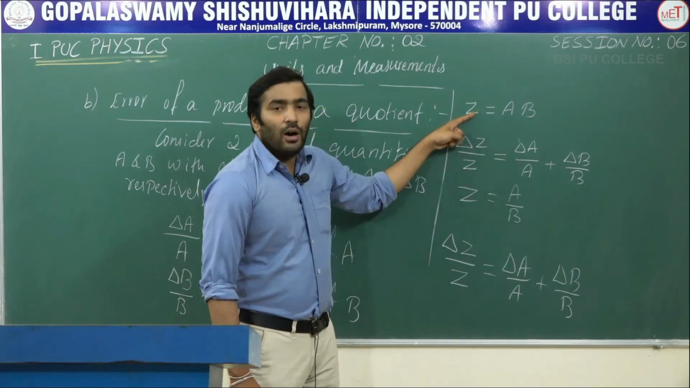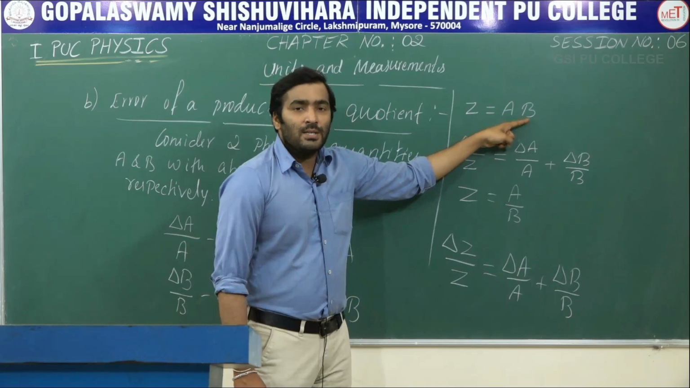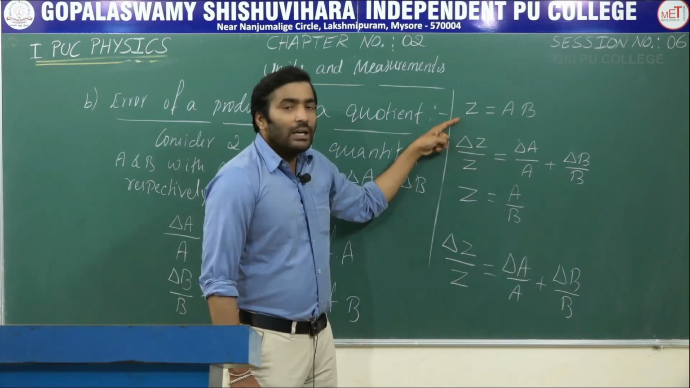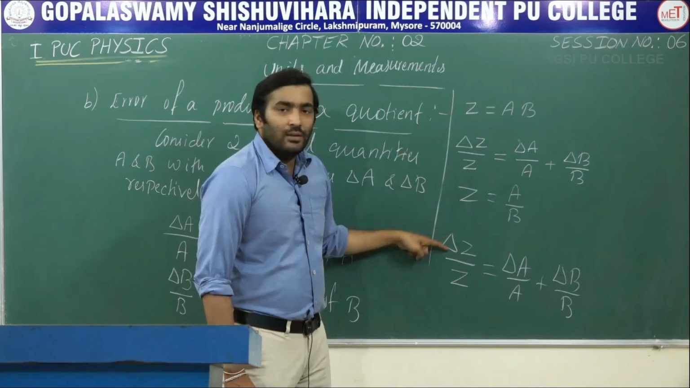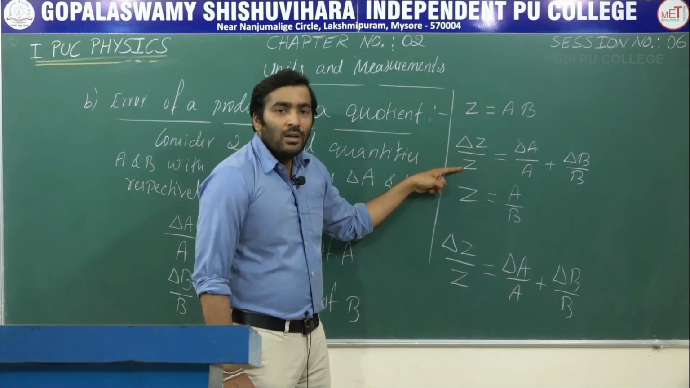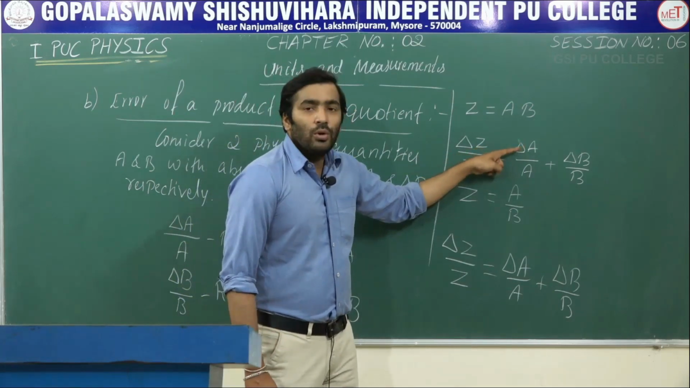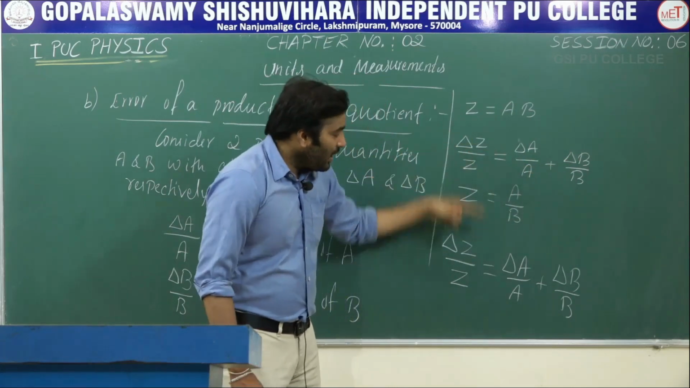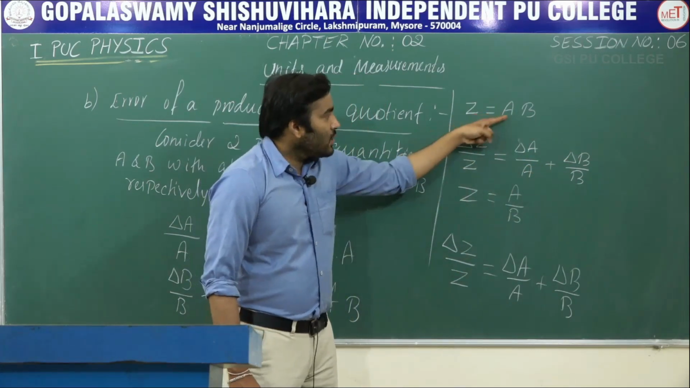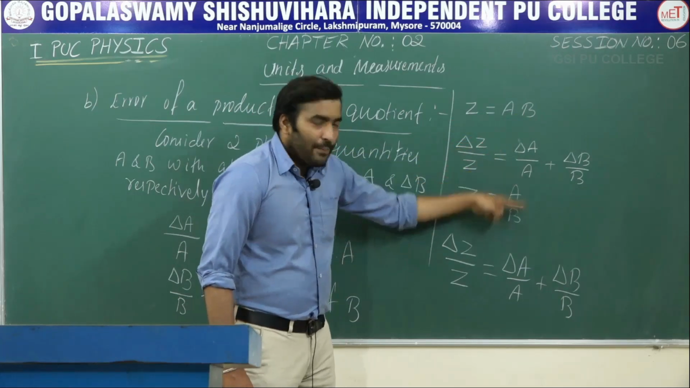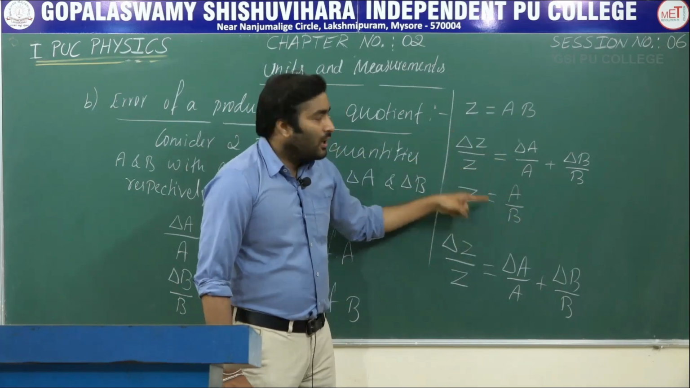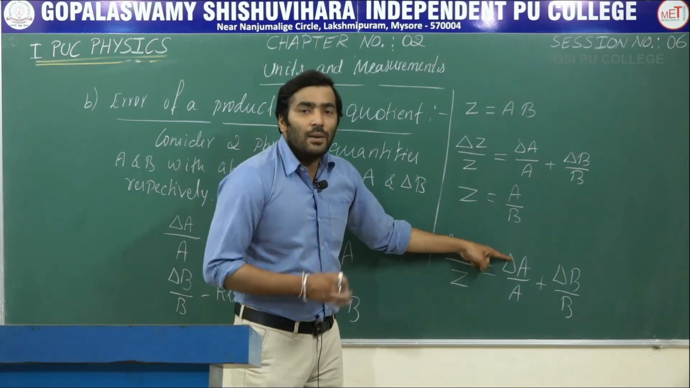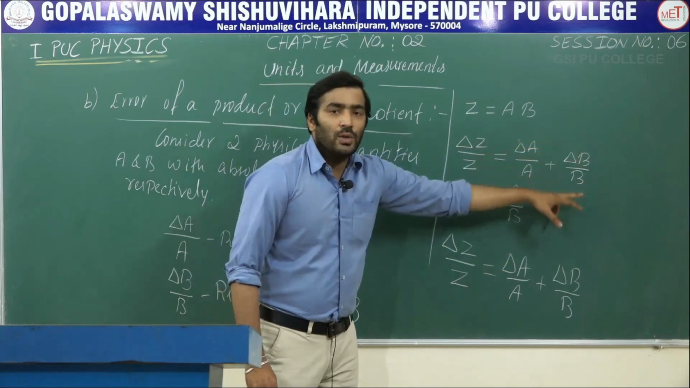Either we multiply two physical quantities or we divide them, the total relative error in the final result, delta z by z, is always equal to the sum of the relative errors in the individual measurements. You can see here z is equal to a into b, and here z is equal to a by b. So in both cases, the relative error of z is equal to the sum of the relative errors of the individual quantities.